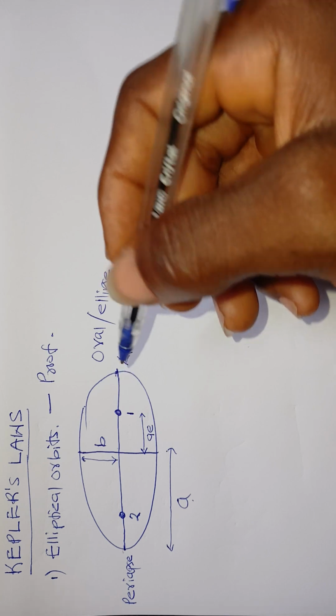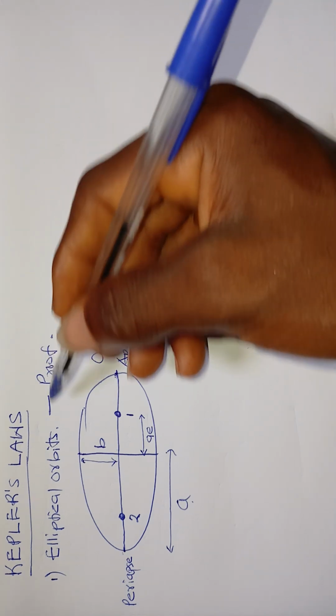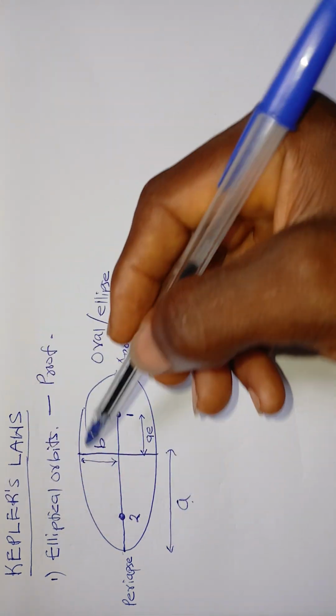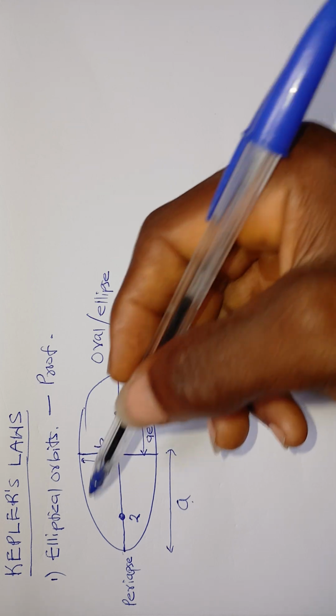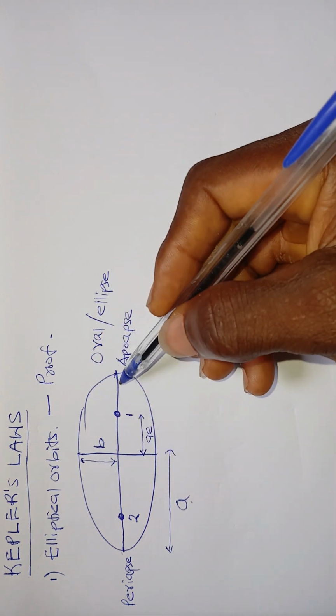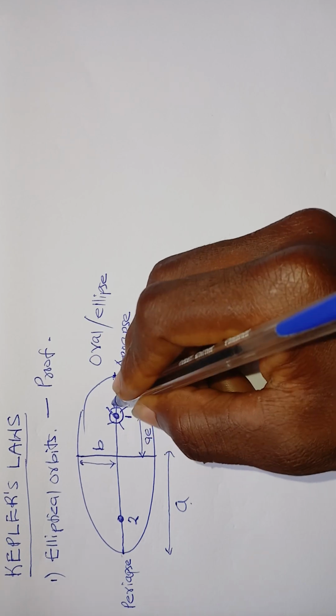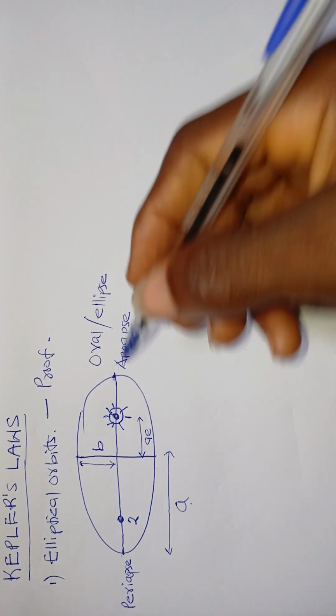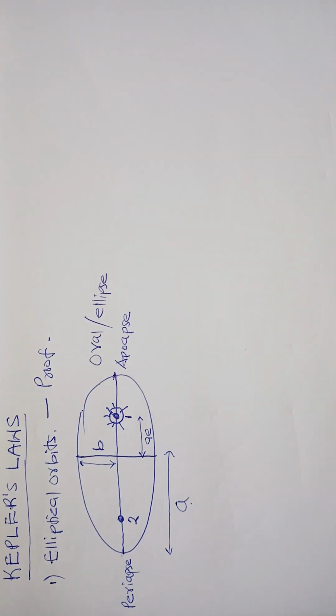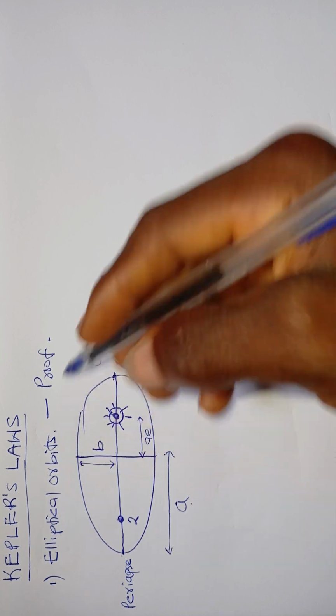In this channel we are going to have a rigorous proof of Kepler's three laws. We are starting with the first law, which says that planets revolve around the sun in an elliptical orbit with the sun at one focus. I'll just write it as elliptical orbit.